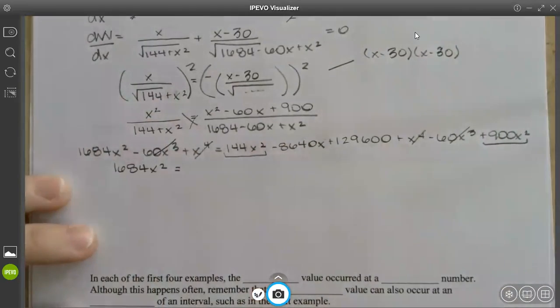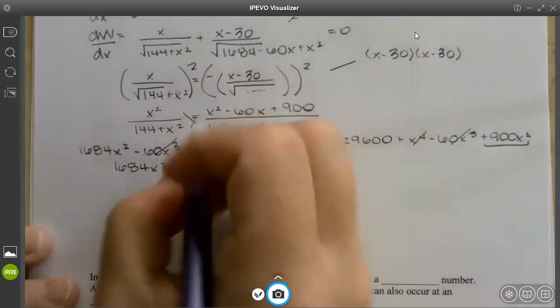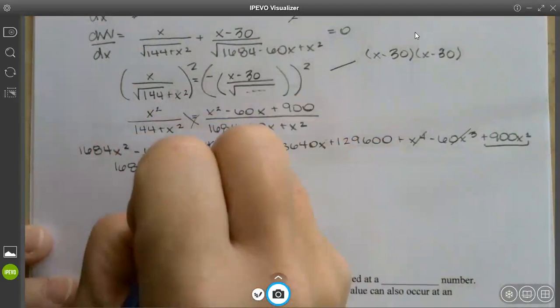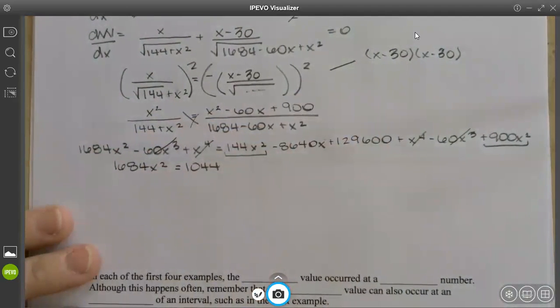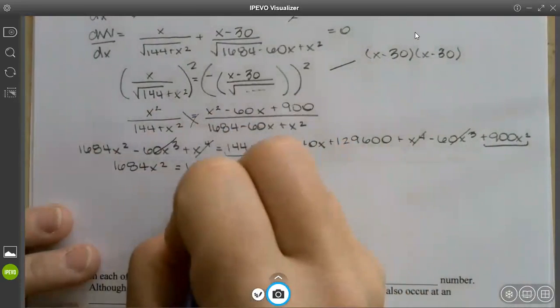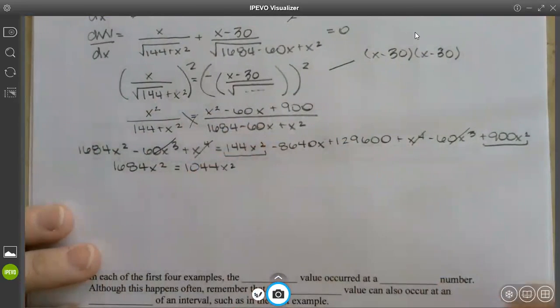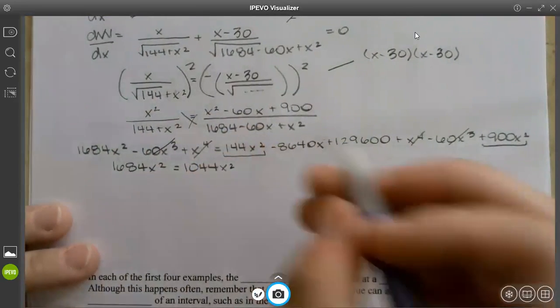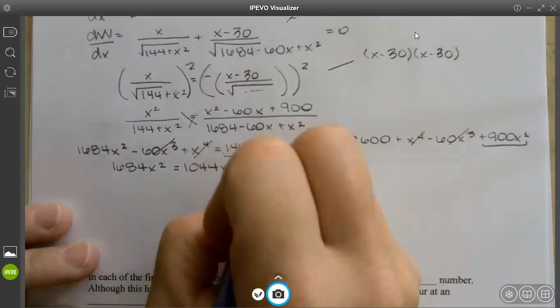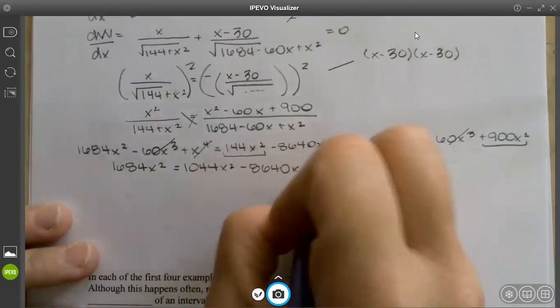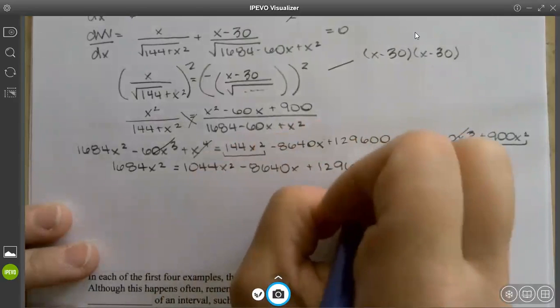144 plus 900 is 1044 x squared. Then we have minus 8640 and 129,600.